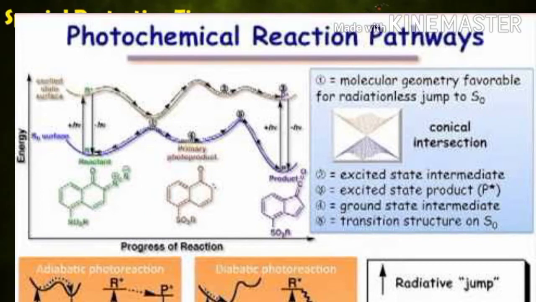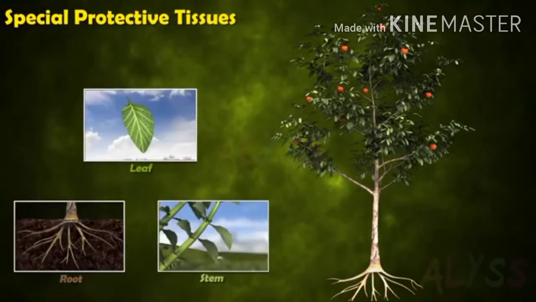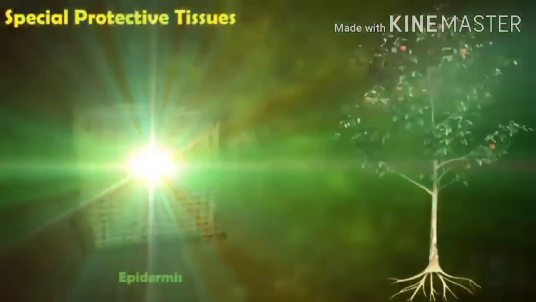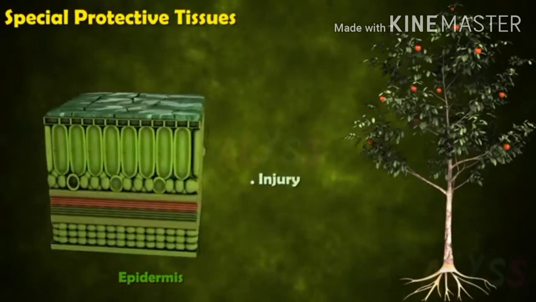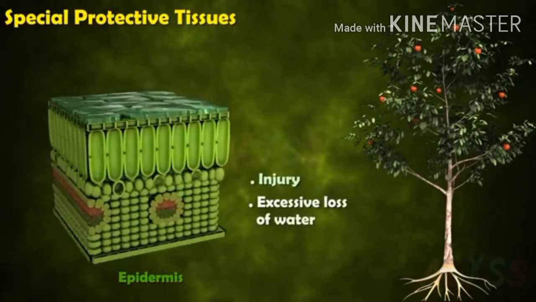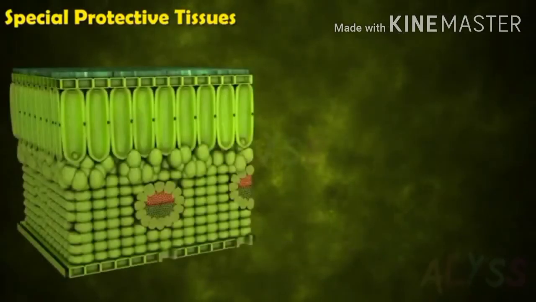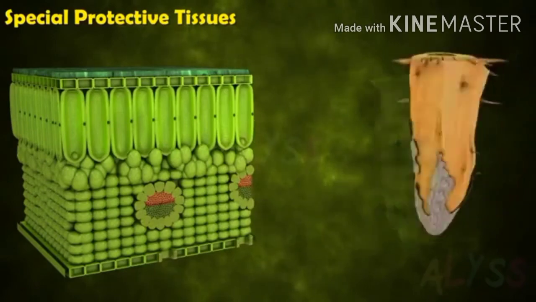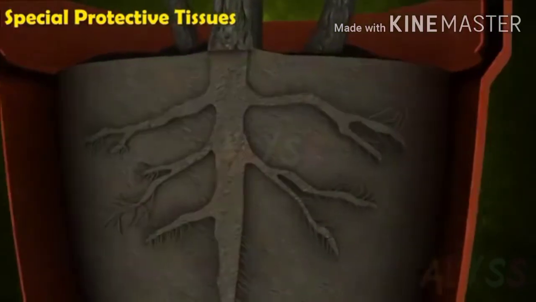Photochemical reaction. This reaction is completed in the grana of the chloroplast. This is also called Hill reaction. In this process, breaking down of water takes place, releasing hydrogen ions and electrons. For photolysis of water, energy is received from the light. At the end of this process, ATP is formed from ADP and P.